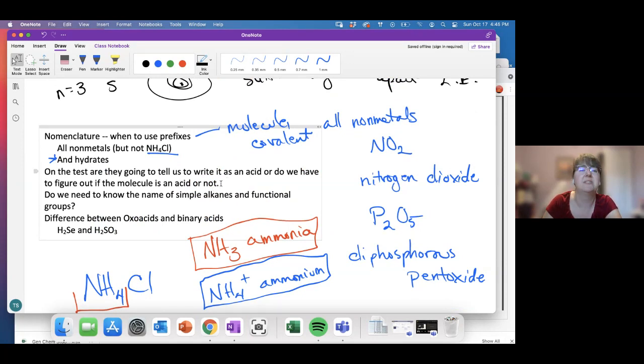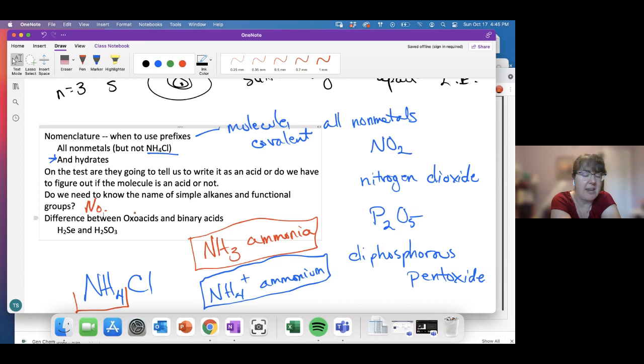And then there's a couple questions about acids. So before I go to acids, I'll go ahead and address this question. Do we know the name of simple alkanes and functional groups? No, you don't. This is always a good question.